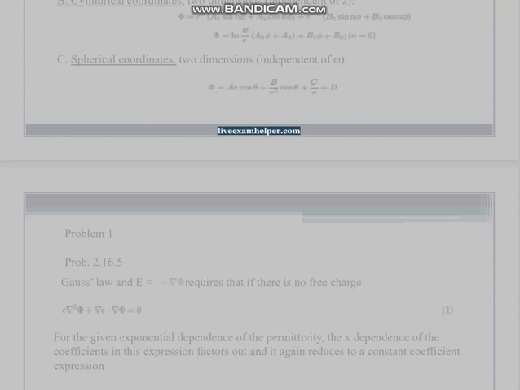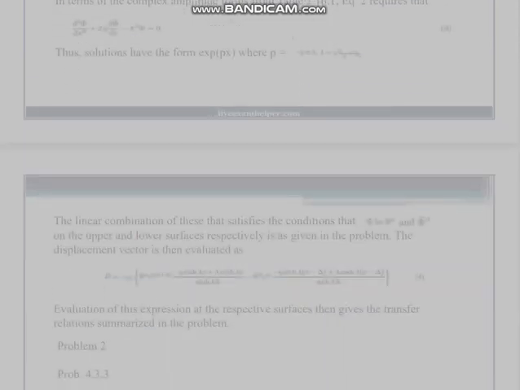Problem 1. Prob 2.16.5. Gauss's law and E equals minus the gradient of the potential require that, if there is no free charge, for the given exponential dependence of the permittivity, the x dependence of the coefficients in this expression factors out and it again reduces to a constant coefficient expression in terms of the complex amplitude forms from Table 2.16.1. Equation 2 requires that solutions have the form exp(px), where p is as given.